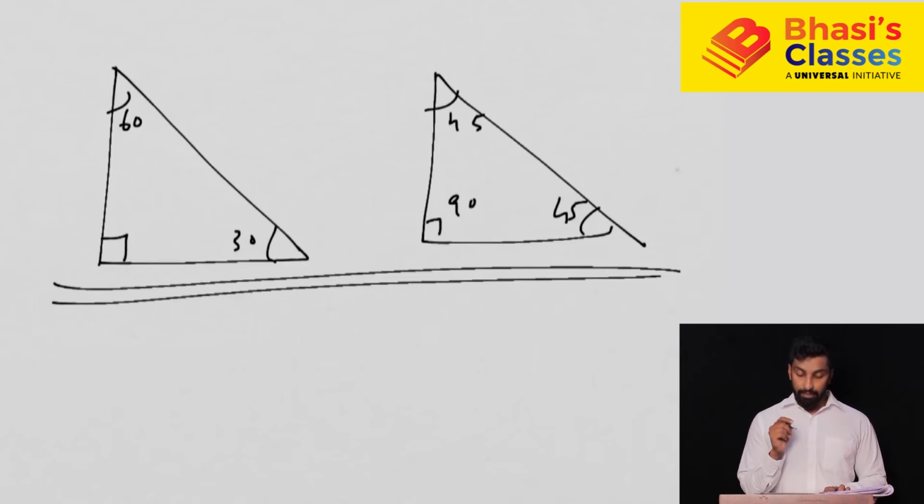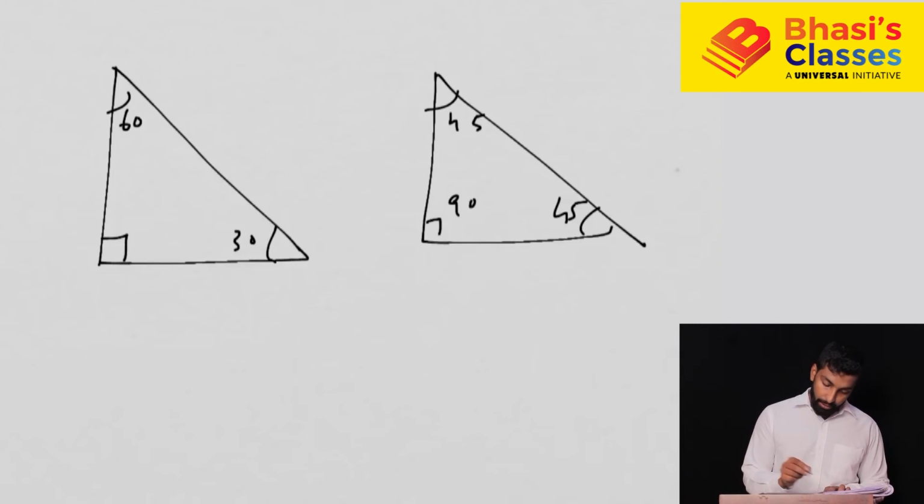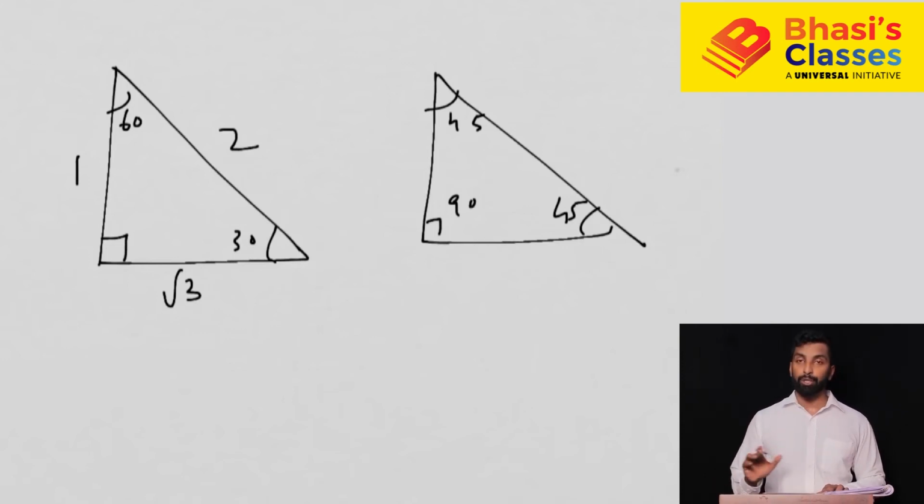Now I give you the method of finding the answer also. Opposite of 30 is 1, opposite of 60 will be √3, opposite of 90 will be 2. This is the ratio always. Now for 45, opposite it will be 1, this will be 1, and this will be √2, because we are applying the Pythagoras theorem. So this is what you need to keep in your mind.